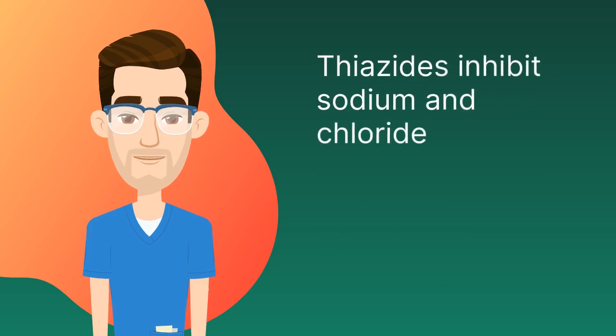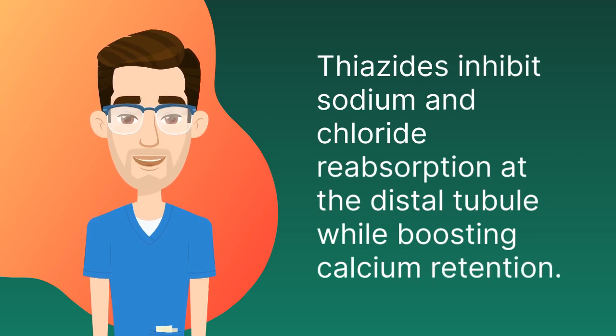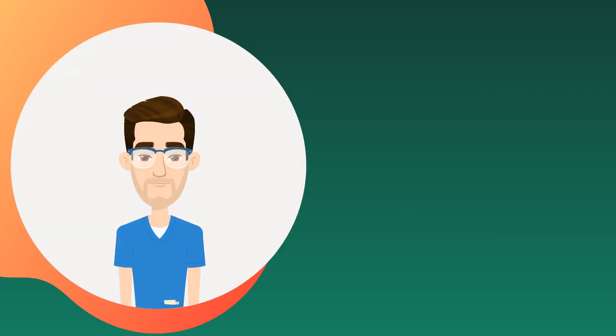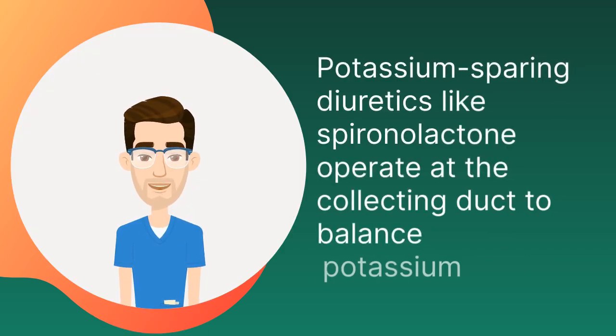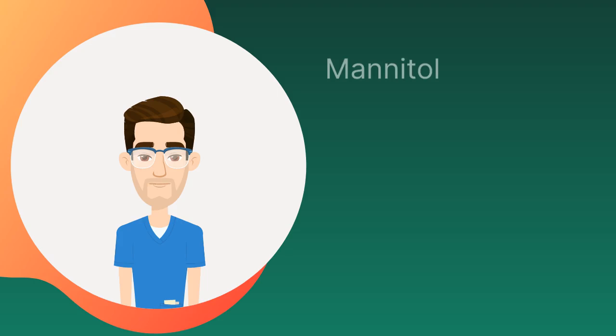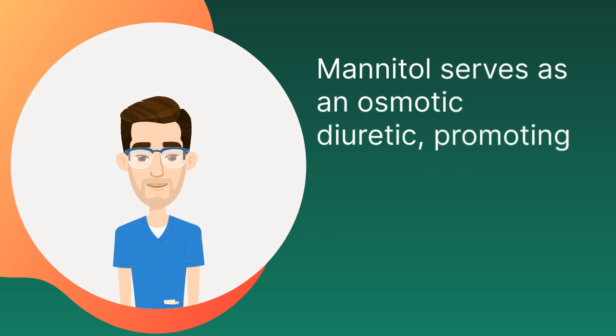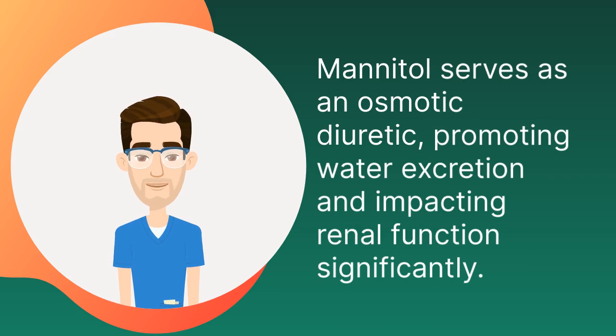Thiazides inhibit sodium and chloride reabsorption at the distal tubule while boosting calcium retention. Potassium-sparing diuretics like spironolactone operate at the collecting duct to balance potassium levels. Mannitol serves as an osmotic diuretic, promoting water excretion and impacting renal function significantly.